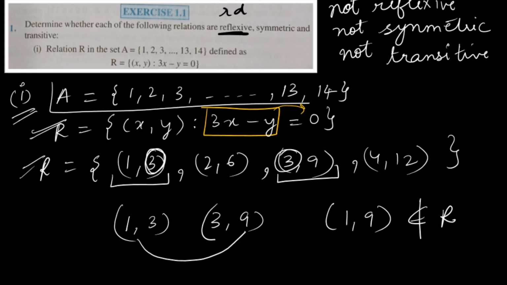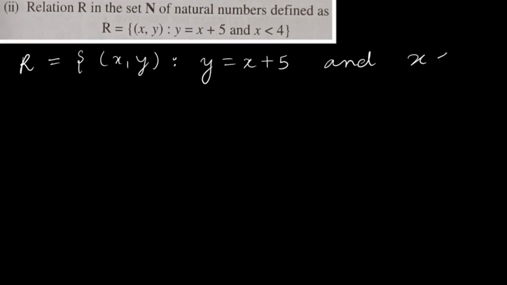Now what is given to us? Relation R in the set N of natural numbers. So in the previous question, we had to make a relation from set A. So now in this question, we have to make a relation from the set of natural numbers. So what's the relation given to us? R is equal to xy such that y is equal to x plus 5, and there again one condition is given to us, x is less than 4.